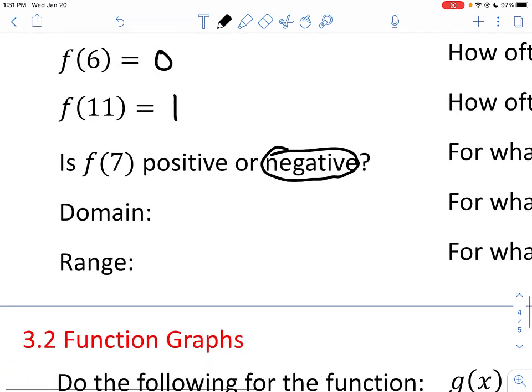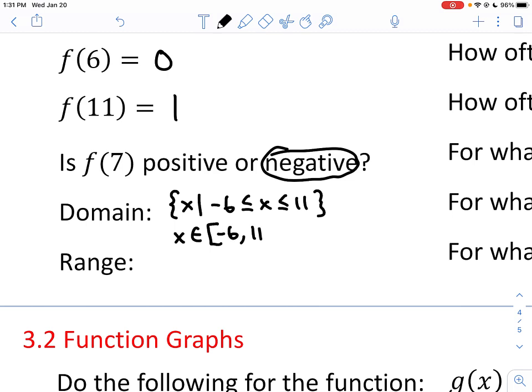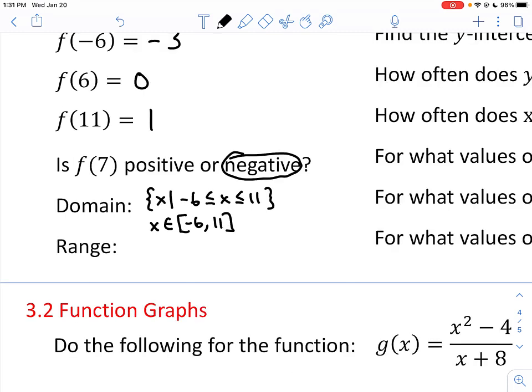There's a few ways to write the domain. You can say all x such that x is between negative 6 and 11. Or you can say that x is an element of, and then use interval notation. So bracket negative 6, comma 11 bracket. And that will be our domain.